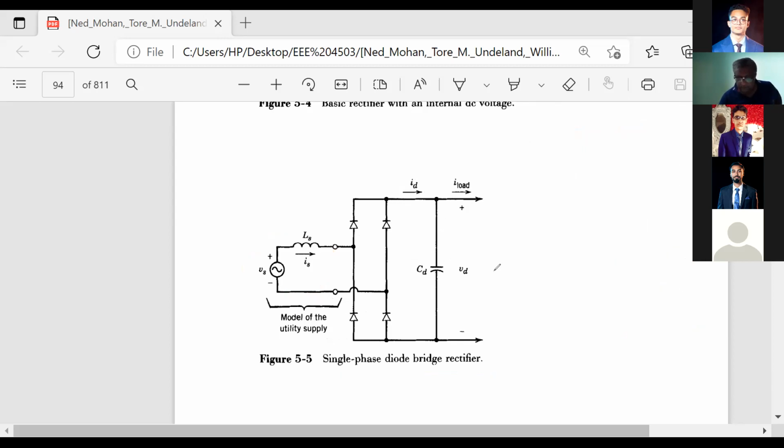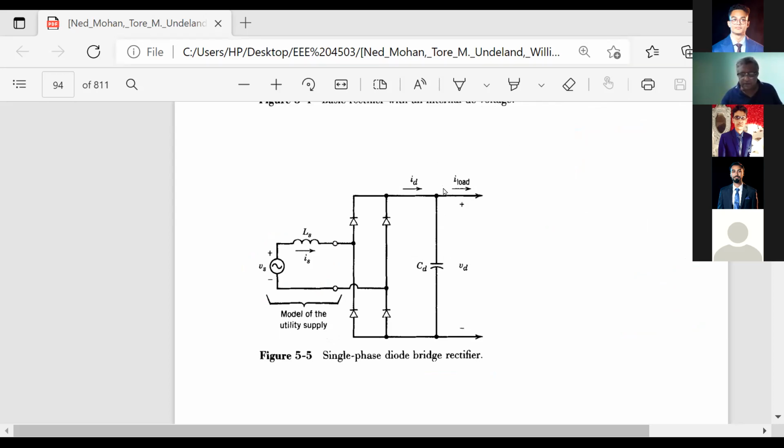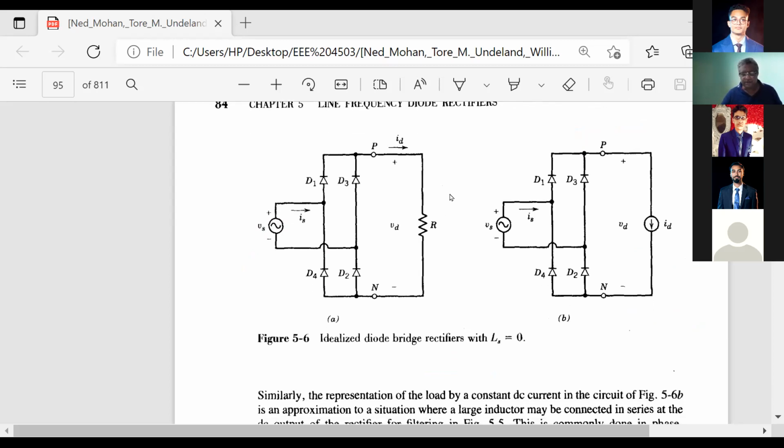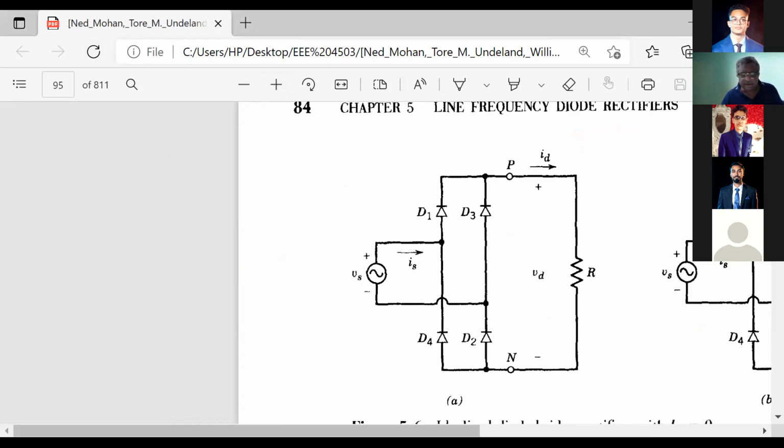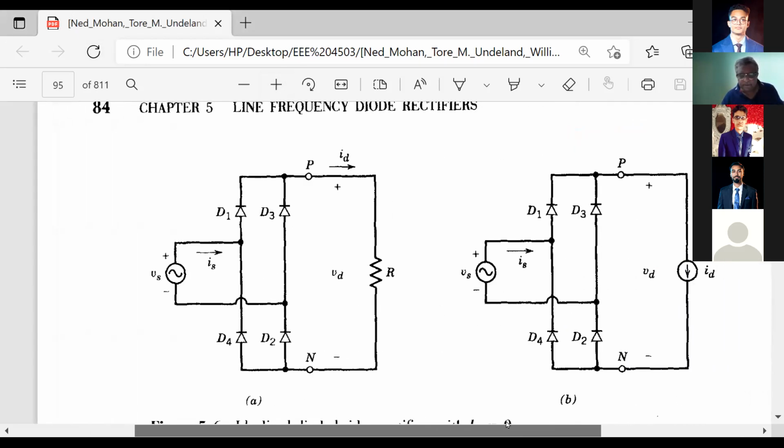Okay, so now let us start this rectifier. First we can always talk about the resistive load, right? Let me make the screen bigger. Is it bigger? Yes, sir, it's bigger.